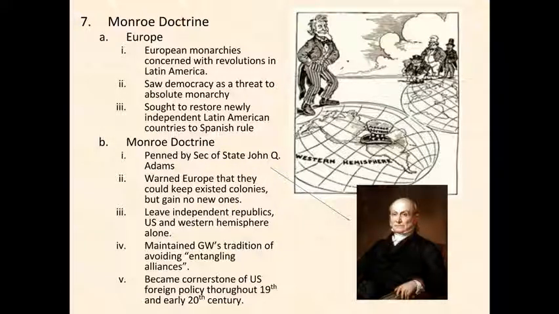So the Monroe Doctrine was established. It was penned by Secretary of State John Quincy Adams, who was a son of John Adams. He warned Europe that they could keep their existing colonies, but cannot establish newly formed colonies in Latin America. And they wanted to leave the independent republics, the U.S. and Western Hemisphere, alone. So once again, the Spanish or any other monarchies could not establish newly formed territories. They could keep the ones that they have, but they should stay out of the Western Hemisphere and leave it to the United States.